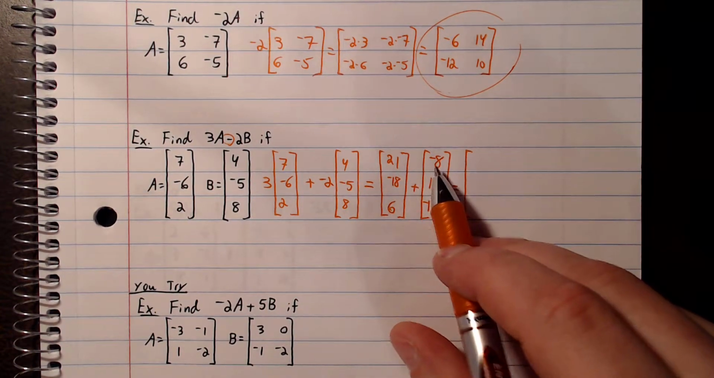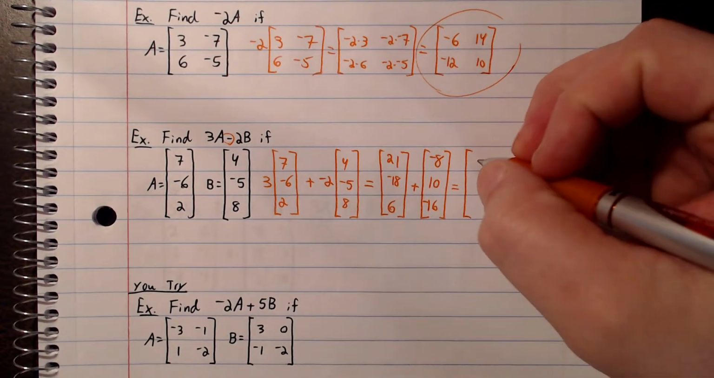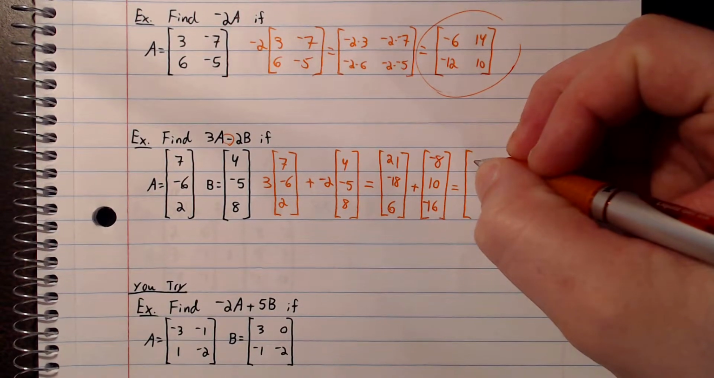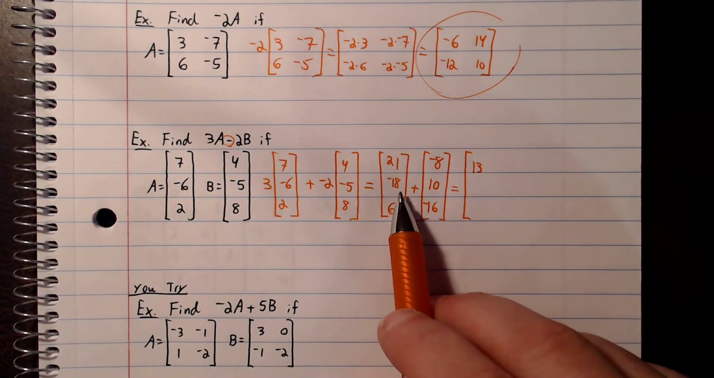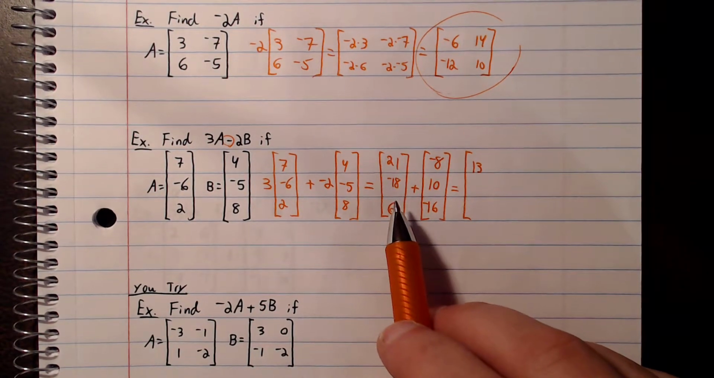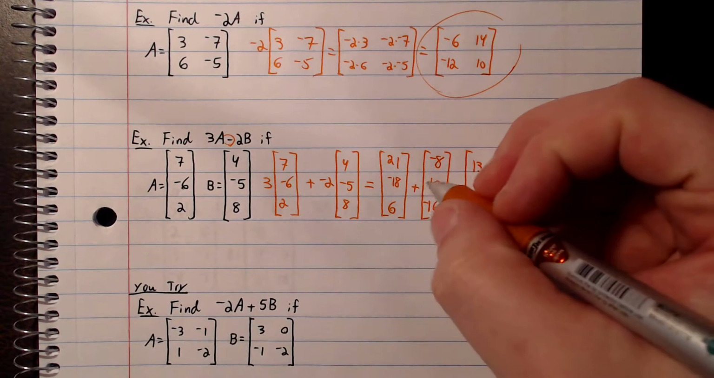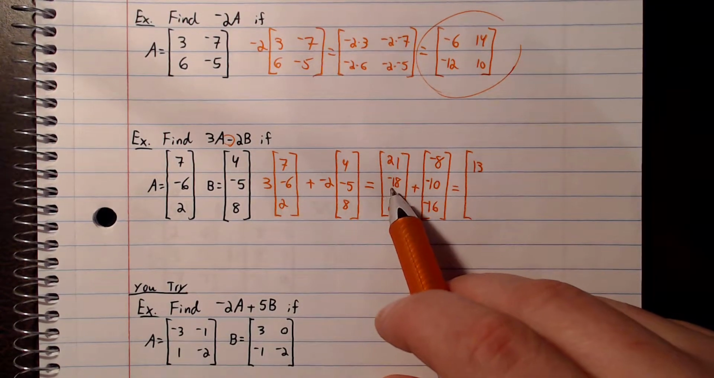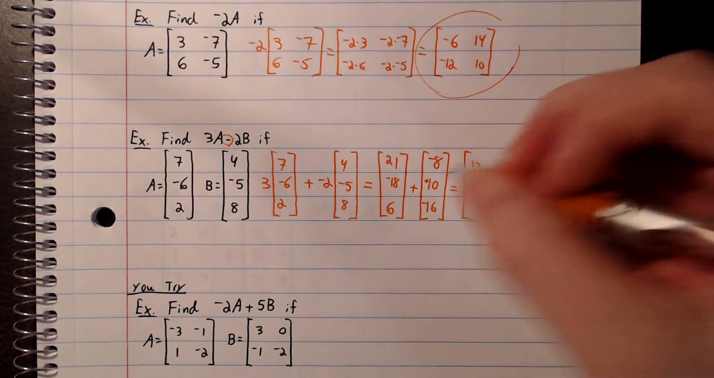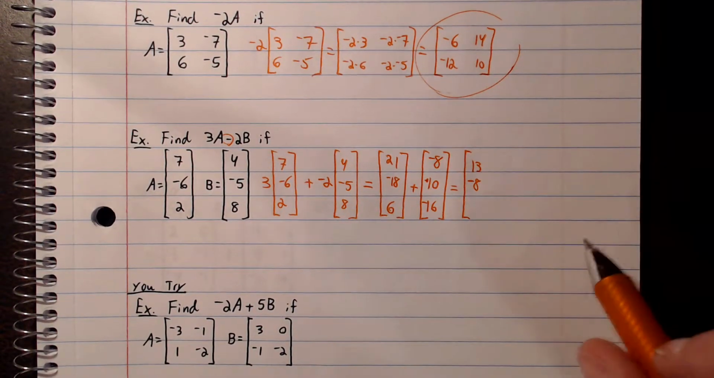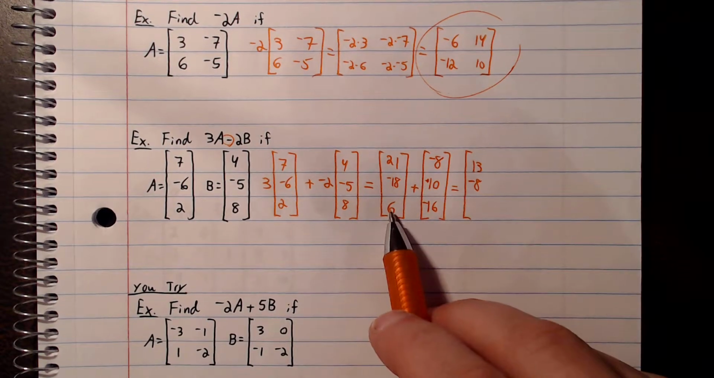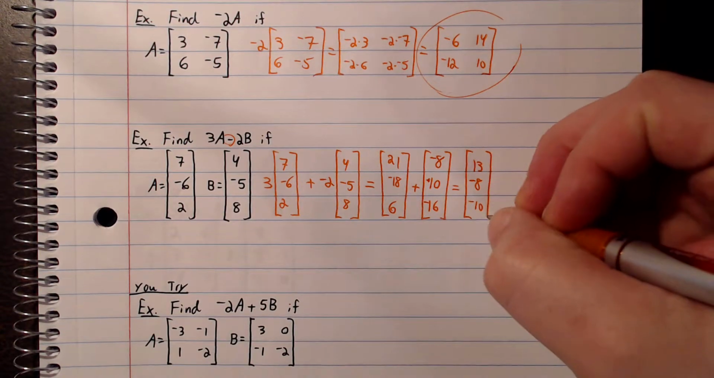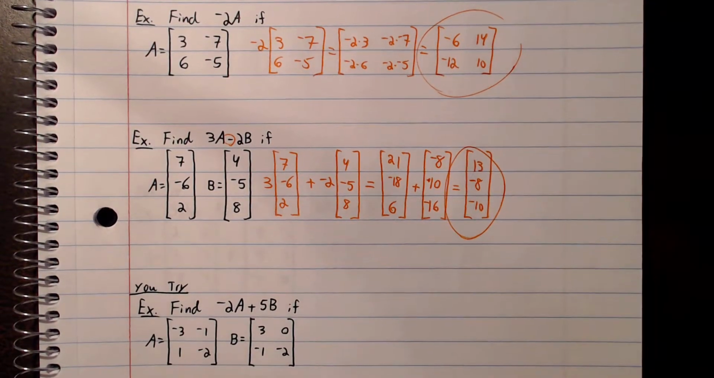21 plus -8, that is, why am I drawing a blank? 13, sorry. Let's see, -18 plus 10 is -8, and 6 minus 16 is -10. So this is the matrix that we end up with.